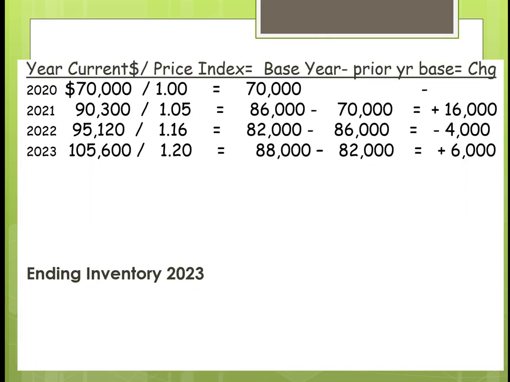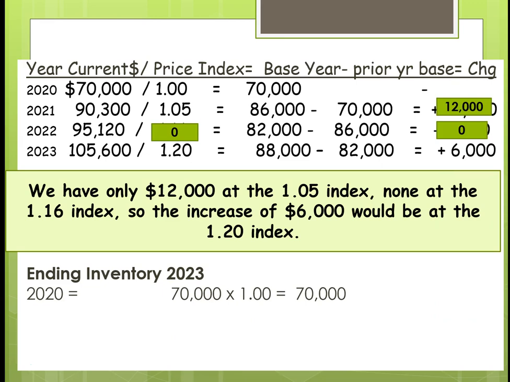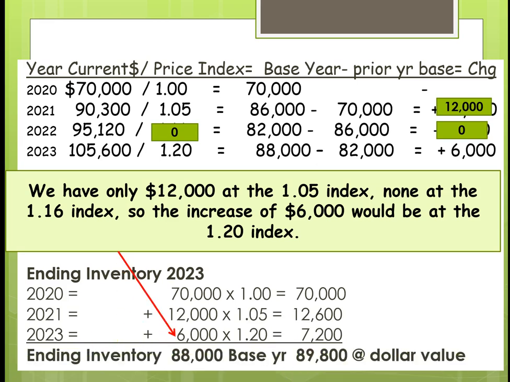Here we go. So we have only 12,000 at the 1.05, none at the 1.16, but we have an increase of 6,000 that would be at the 1.2. So our ending inventory is going to be 70,000 at 1, 12,000 at 1.05, and 6,000 at 1.2, which gives our base of 88,000. And it has a dollar value LIFO of 89,800. So you can take a look at that. Now we'll do the last year.